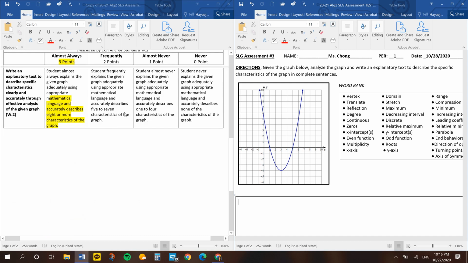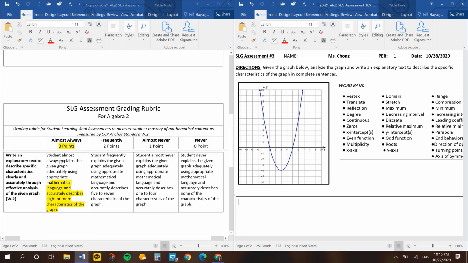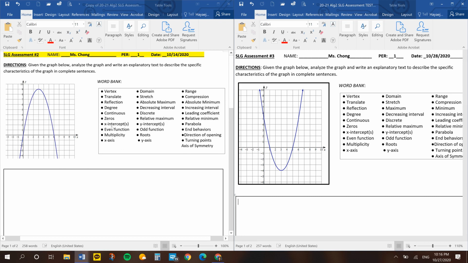Okay? So before we go over the solution, please look at the rubric. You guys need 3 points, which means you have to explain the graph with proper mathematical language, and then you have to explain all the correct characteristics. If it's incorrect, I cannot give you the full point. And then with 8 or more characteristics of the graph, which means 8 or more vocabs. So I'm gonna go over these solutions.